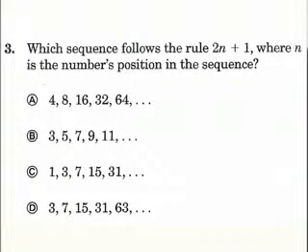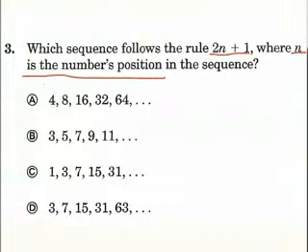Okay guys, so let's continue. Let's go ahead and look at this first example. In this one, we have the rule. They're giving us 2n plus 1, and it states specifically that n is the number's position. They're not trying to trick you.